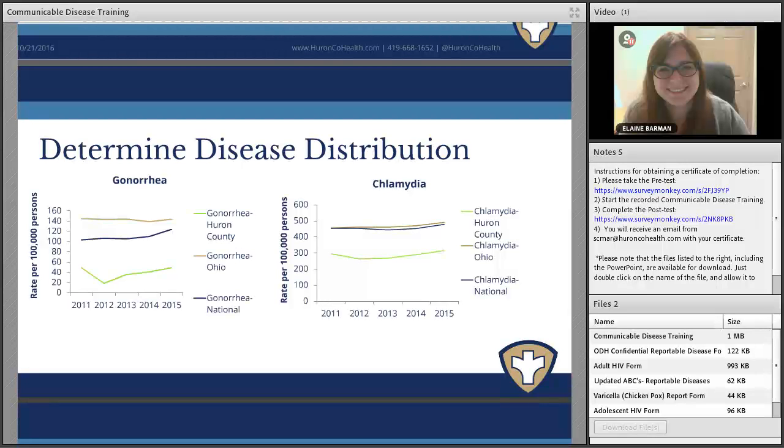And then we can also determine the disease distribution in comparison. So we compare Huron County to Ohio and to the national rates. So this is per every 100,000 people. You can see Huron County for gonorrhea is quite a lower rate compared to the state and compared to the national. So that's really good. We want our county to be lower than the national and the state.